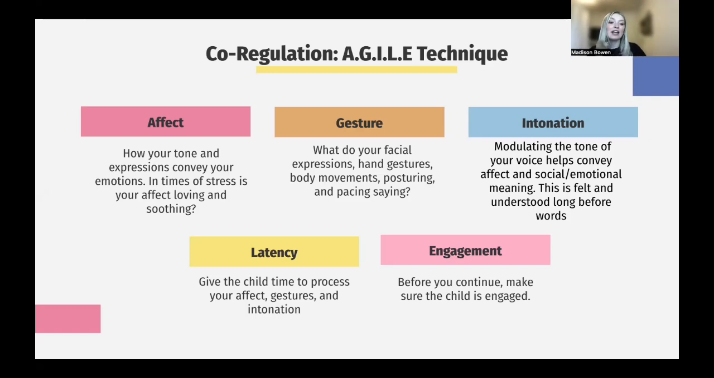So, for affect, how are your tone and expressions conveying your emotions? In times of stress, is your affect loving and soothing? Gesture: what are your facial expressions, hand gestures, body movements, posturing, and pacing saying? Intonation: modulating the tone of your voice helps convey affect and social and emotional meaning. This is felt and understood long before words. Latency: give the child time to process your affect, gestures, and intonation. And then engagement: before you continue, make sure the child is engaged.